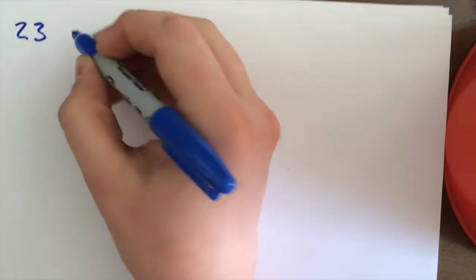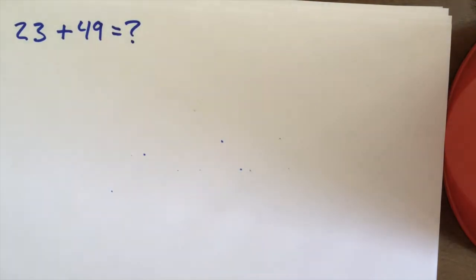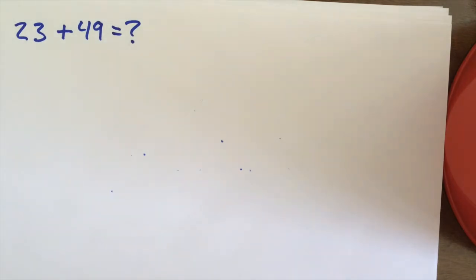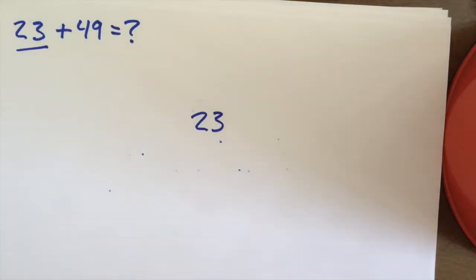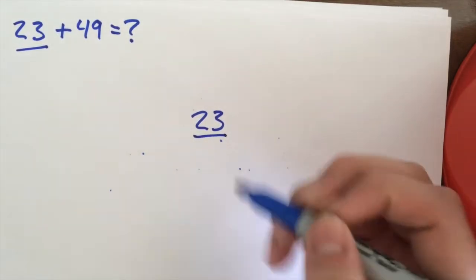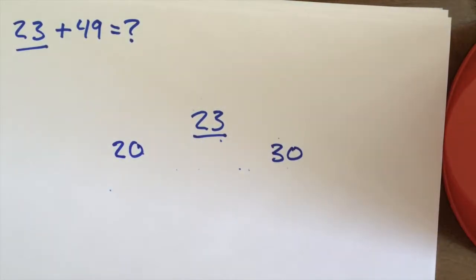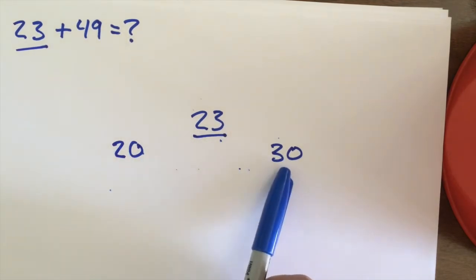Let's get back our original numbers. 23 books plus 49 books equals what? To solve this, we are going to round the numbers 23 and 49 to their nearest 10. Let's take 23 first. When rounding a number, we need to identify the nearest tens to that number. For instance, the number 23, the nearest tens are 20 and 30. This is because 23 is between 20 and 30.